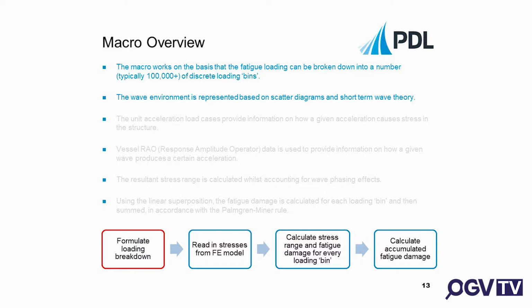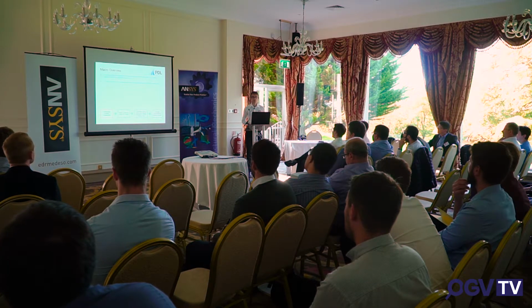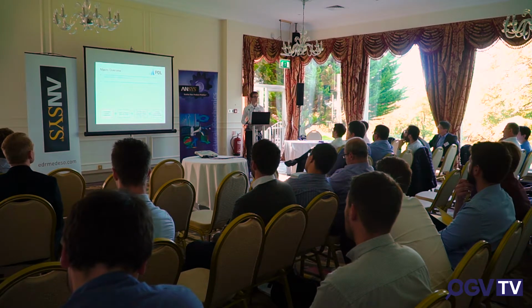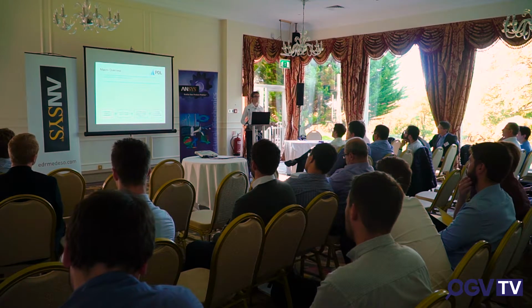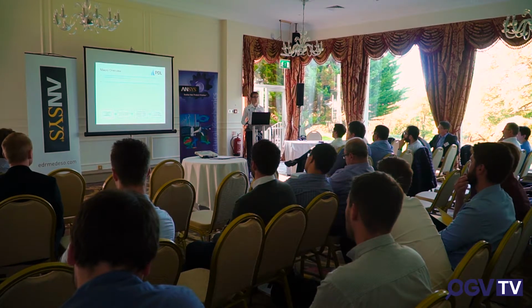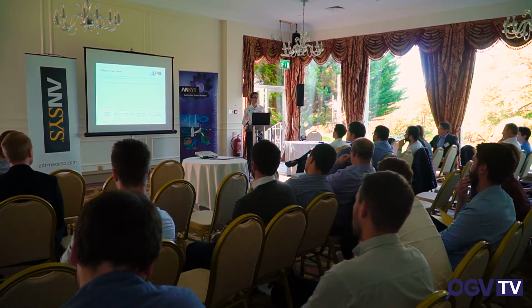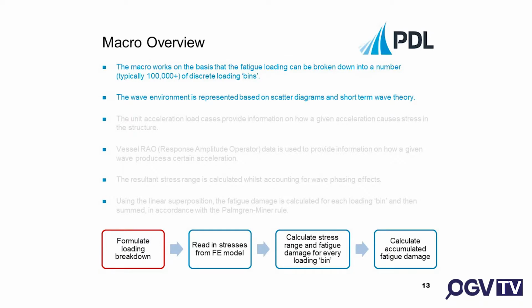We have to formulate that, and we do that using the wave environment, which is modeled using a scatter diagram. If you're not familiar with a scatter diagram, it's just a table that tells you the long-term distribution of sea states. So it says over a long period of time, a year or longer, you'll get these sea states. You expect to see these. This is a probability. And we use that in conjunction with short-term wave theory to say that in that sea state, you're going to see these particular waves.